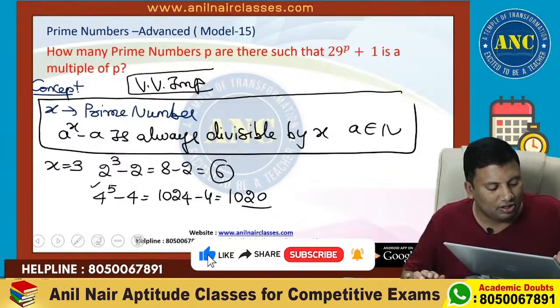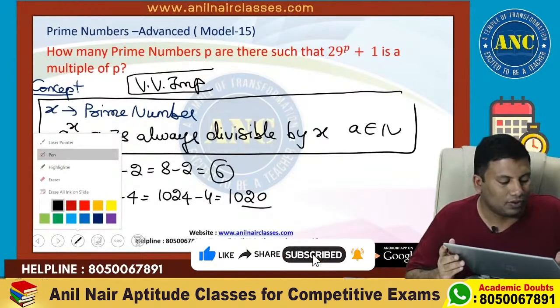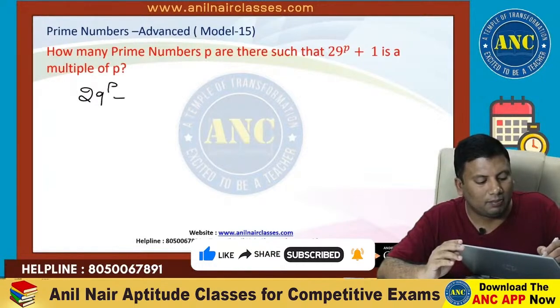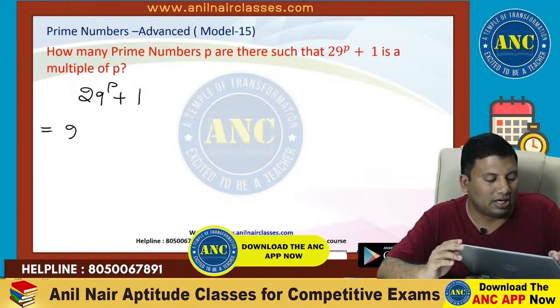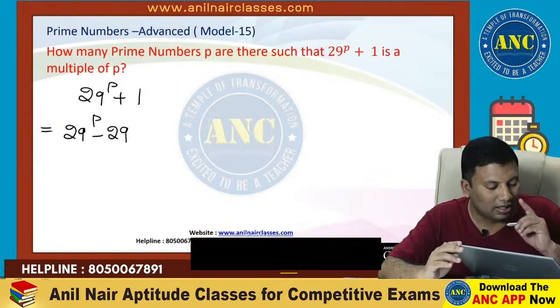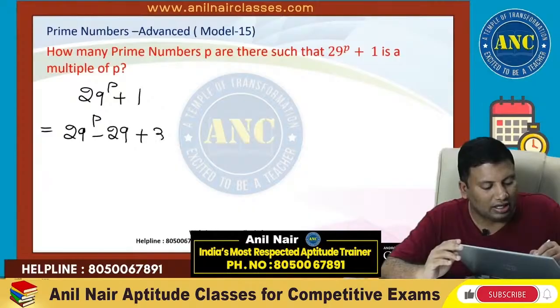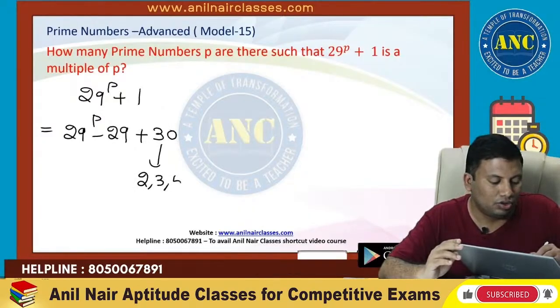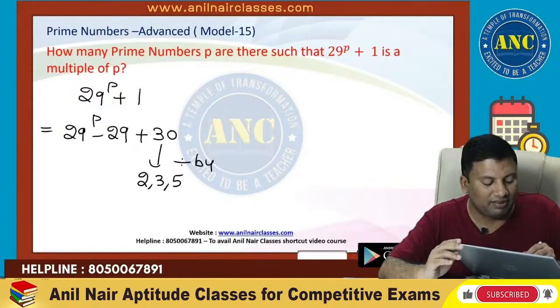Now we will use that concept. The question is 29^p plus 1. This can be written as 29^p minus 29 plus 30. I hope it is clear. 30 is divisible by 2, 3 and 5. These are the prime factors.